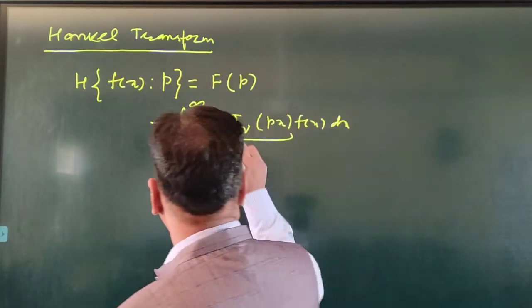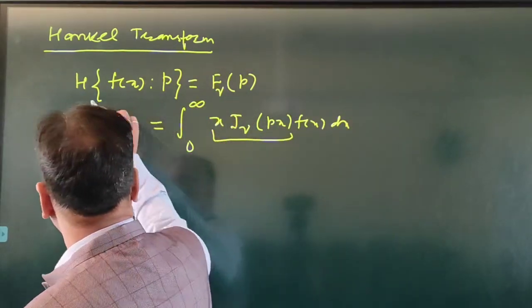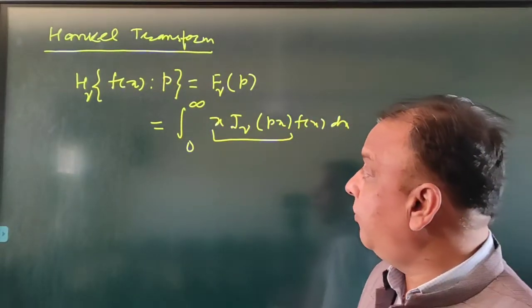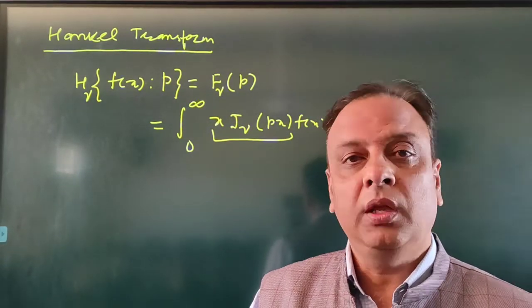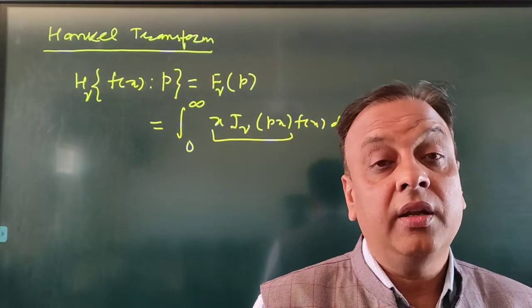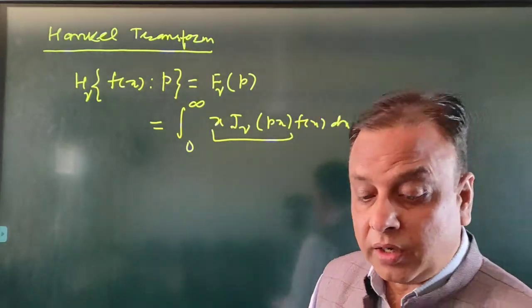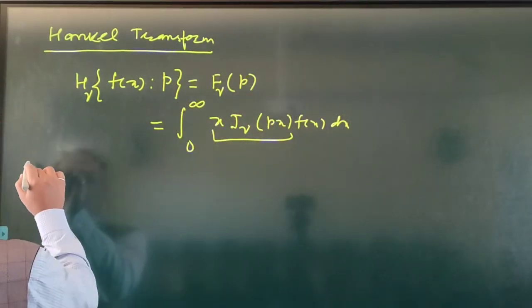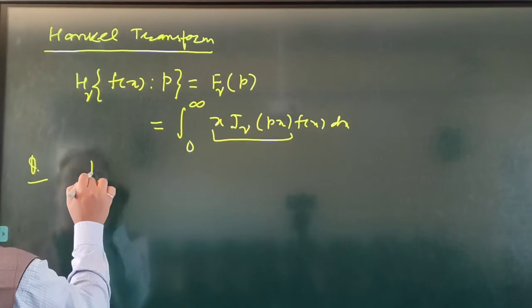So we can write this as f_nu(p), and the Hankel transform can be written as H_nu of f(x) with respect to parameter p. Here nu is known as the order of that Bessel function, or the order of that transformation. So by using this, we have to find the Hankel transform.